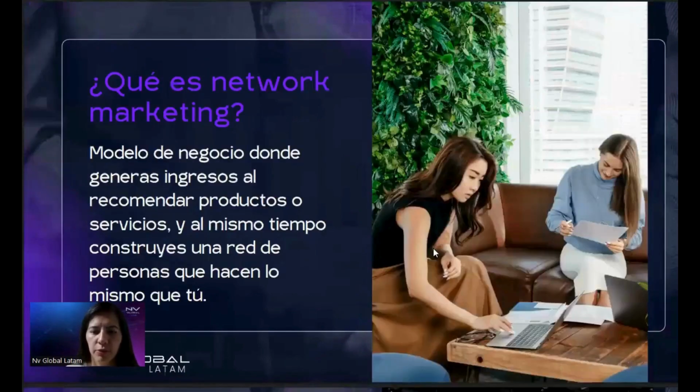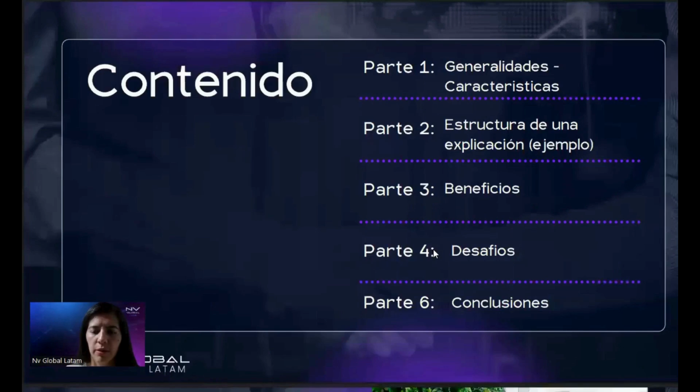What is the content? In part 1, we will see what the general characteristics of the business presentation are, of the explanation of a business. In part 2, we will look at the structure of an explanation and example, because this is adaptable to what you need. In part 3, we will look at the benefits. In part 4, the challenges, and in the final part, some conclusions.